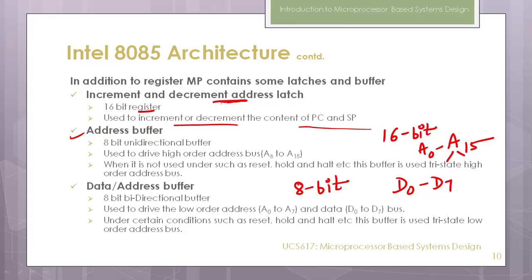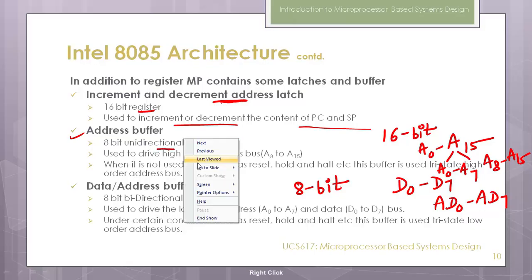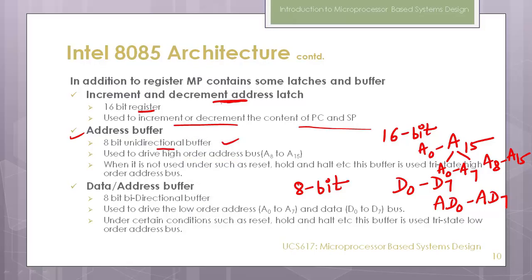So, we are going to split this address into two, higher part and lower part. One is A0 to A7, second is A8 to A15. Now, you can see what combination we can make: that is AD0 to AD7, the address or data bus, and this is the only address bus. Now, you can see this is the 8-bit unidirectional buffer. It is used to drive the high order address bus. When it is not used, under conditions such as reset, hold and halt, this buffer is used to tri-state the high order address bus.